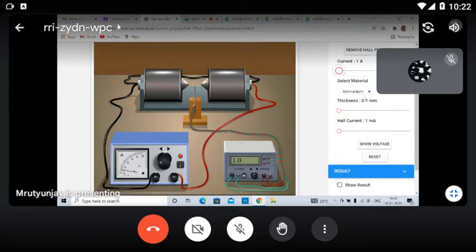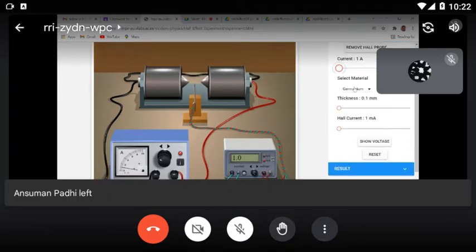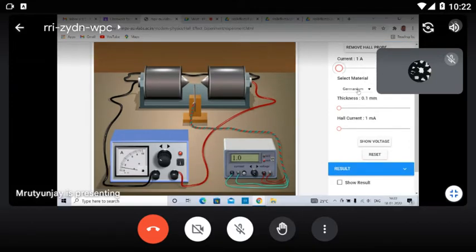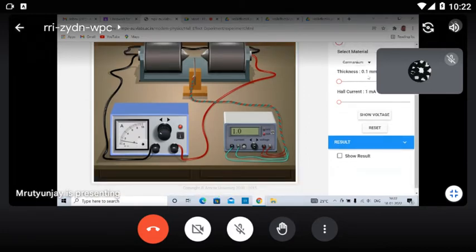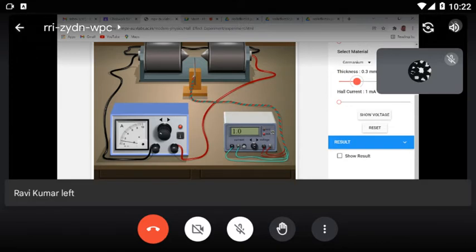Okay, and already I told you we are going to do the experiment for a germanium crystal. So it should be germanium only. And the thickness, for table 1, thickness should be how much? 0.3 mm. Accordingly, you have to select. Any difficulties? No, sir. Nothing? Okay, you all clear?